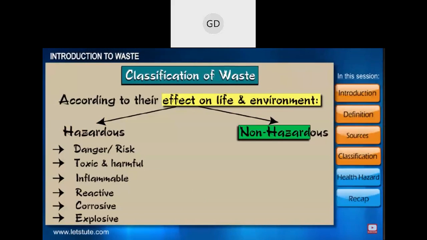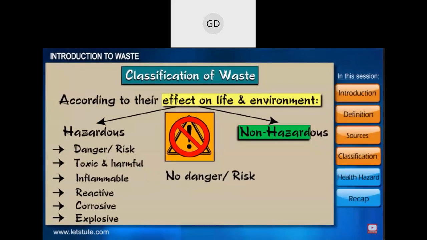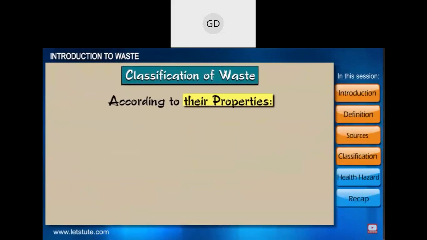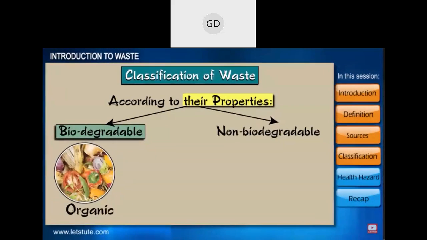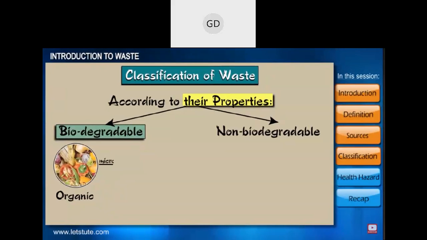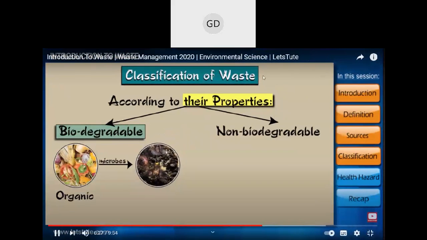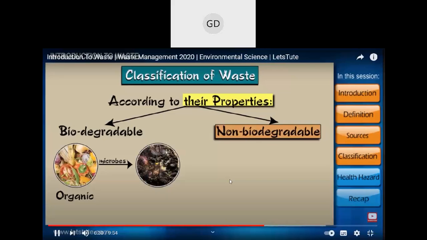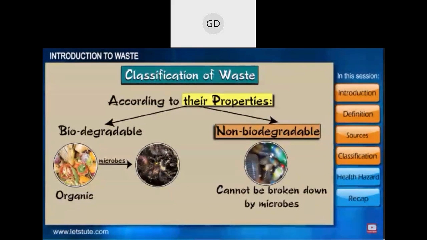Whereas the non-hazardous wastes are the ones which do not have any harmful effect on our environment or life on earth. According to their properties, waste can be classified as biodegradable and non-biodegradable. Waste that is organic, the one which can be easily broken down by the action of microorganisms over time, is called biodegradable waste. Whereas the non-degradable wastes are the ones which cannot be broken down by microorganisms and will remain on the earth for years until we properly manage them.